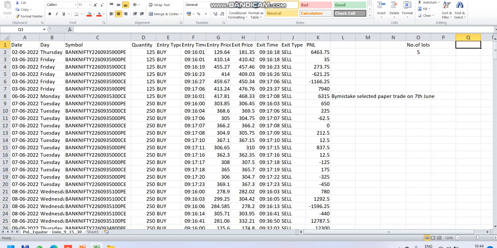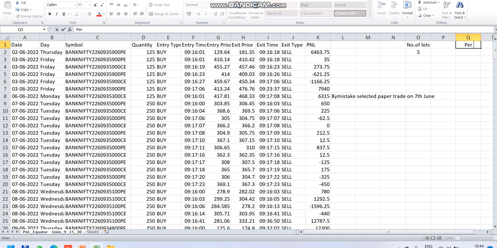Okay, similarly this is the entry time. Entry price is 129 and exit price is 181. So if you do exit price minus entry price, multiplied by quantity, you will get the PNL. Okay, so this is the PNL for 5 lots because I'm doing trading with 125 quantity.